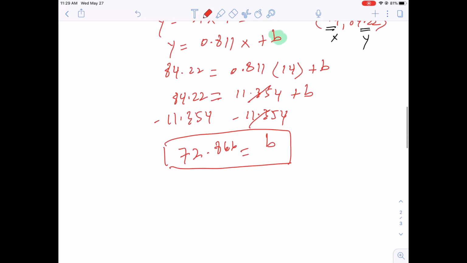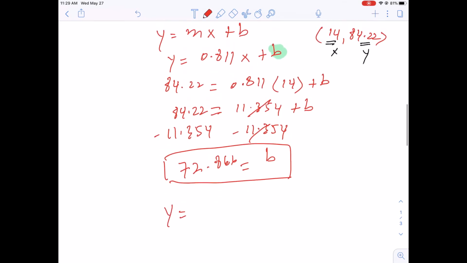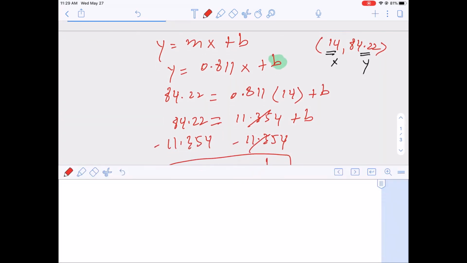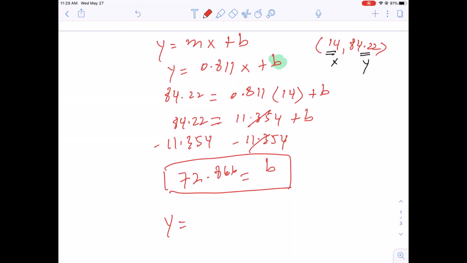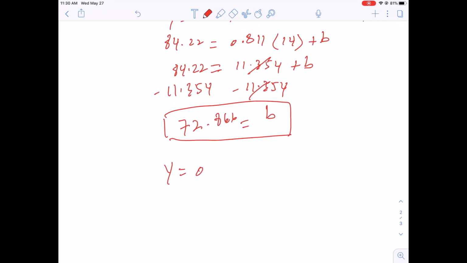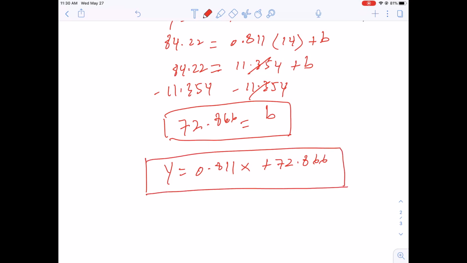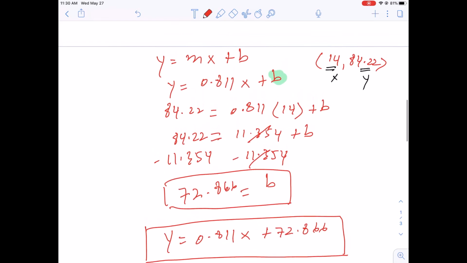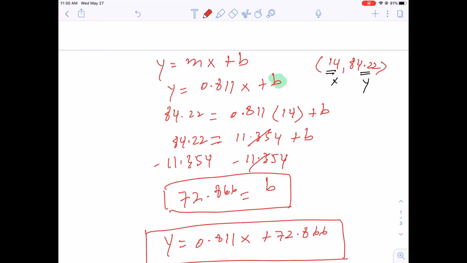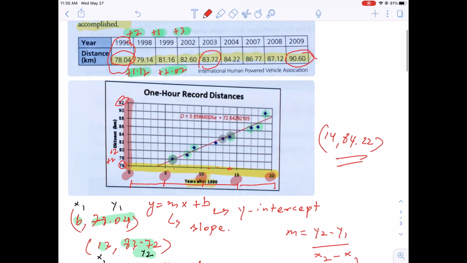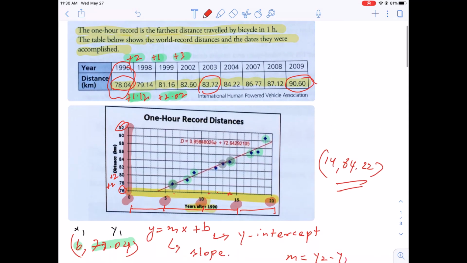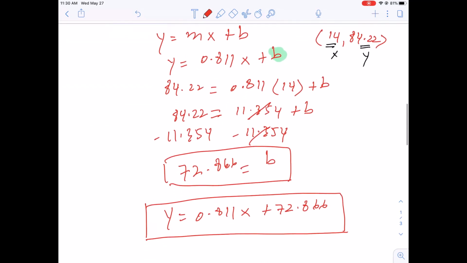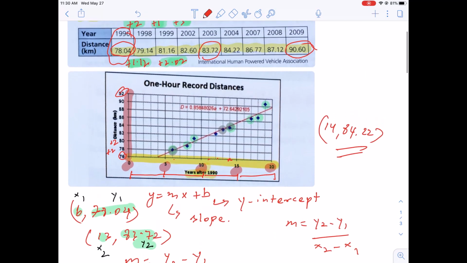So our entire equation will look like y equals, what is our m value? It is 0.811x plus 72.866. So this will be our equation for this line of best fit. Okay, so 0.811x plus 72.866. So this is what we have, this is for this data.